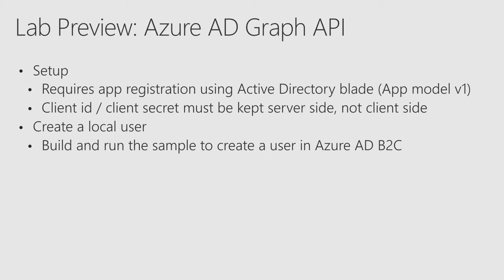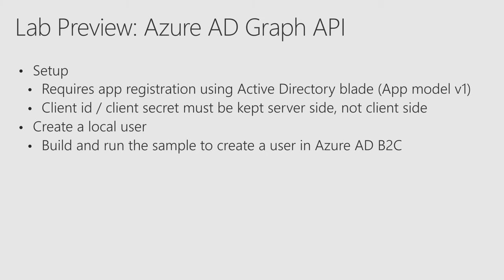Let me just give you a preview of what this lab is. So this is actually writing an application that accesses the graph. And there's, as I said before, an app registration that's necessary. So as part of registering your app with B2C, you need to assign specific permissions to the app. So you need to assign create, read, update, delete permissions to the app registration.